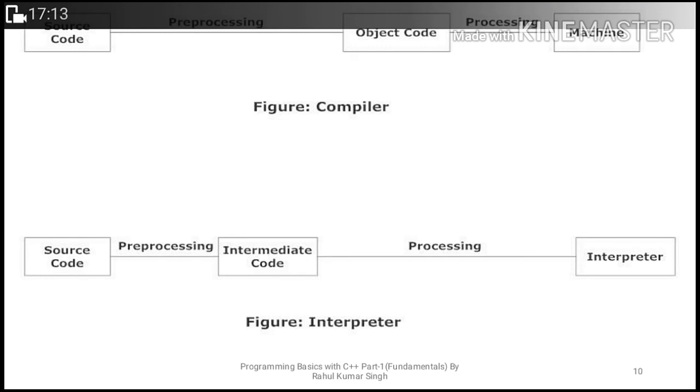See this figure, on the left side, here it is source code, then processing is done and it creates object code, then through processing it is converted to machine readable form. It is done by the compiler. Now what the interpreter does: the source code is there, after pre-processing intermediate code is created, then after processing the interpreter is there, then it performs the task.